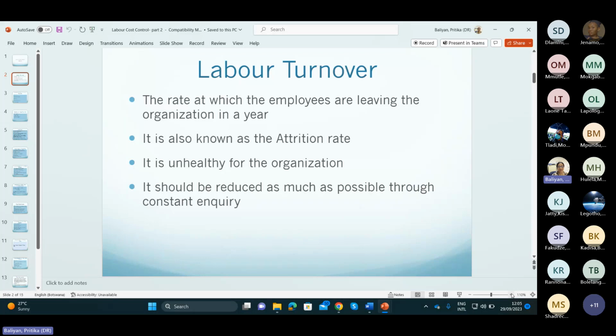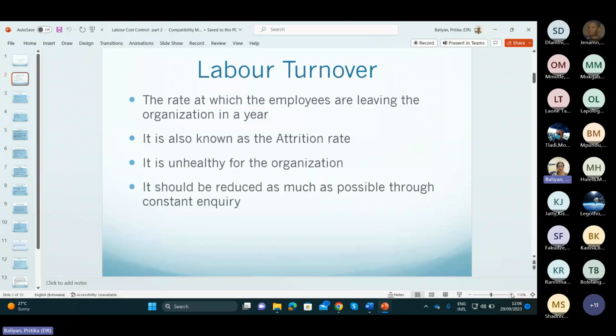So the business must be aware of the interest of workers, whether they are really happy and interested to work in the organization. But if something is disturbing, what are the causes of the workers' dissatisfaction or about the working condition?